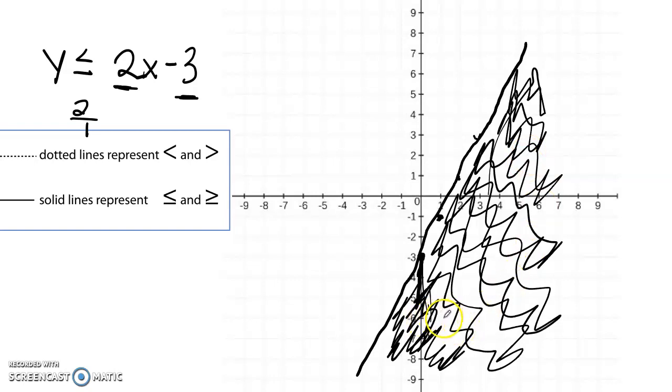Okay. If I had a different sign, like greater than or equal to, I would be shading over here. It would change my shading. Or if I just had a less than sign, it would change, and I would have a dashed line instead of a solid line. So changing the signs changes the line, whether it's dashed or solid, and it also changes the shading.